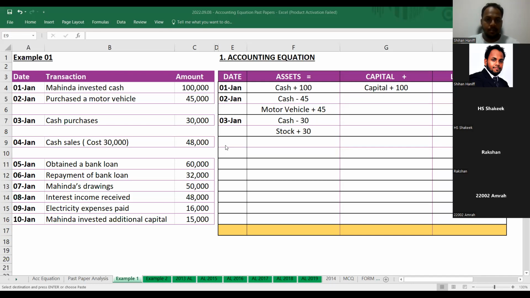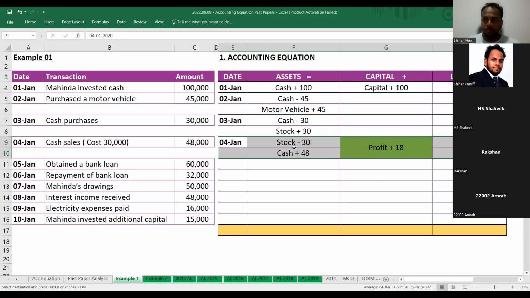Then cash plus 48, stock minus 30, and profit plus 18.